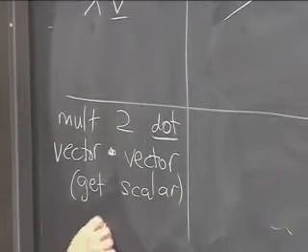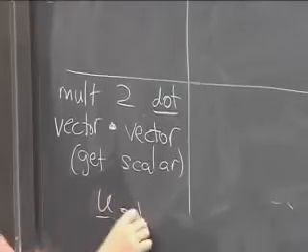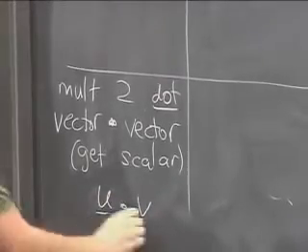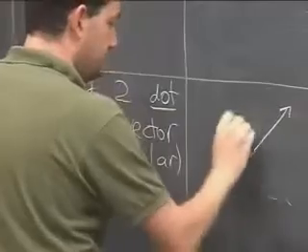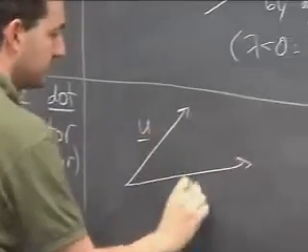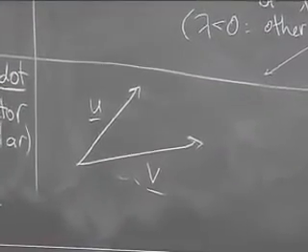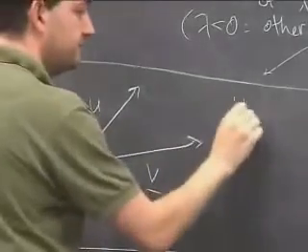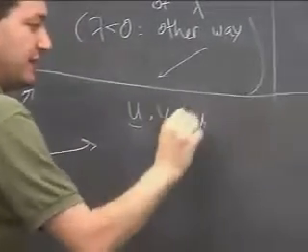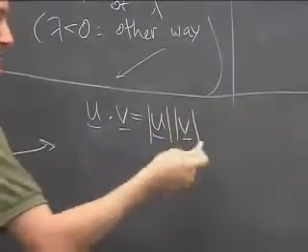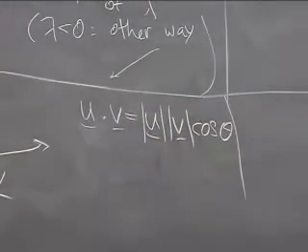And this is, say, u dot v. The geometry of the situation, here's your u, here's your v. If you do u dot v, this is the length of u times the length of v times the cosine of the angle in between them.